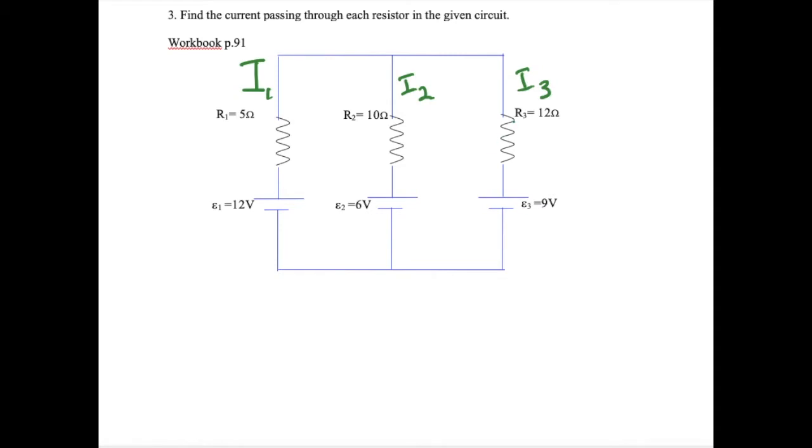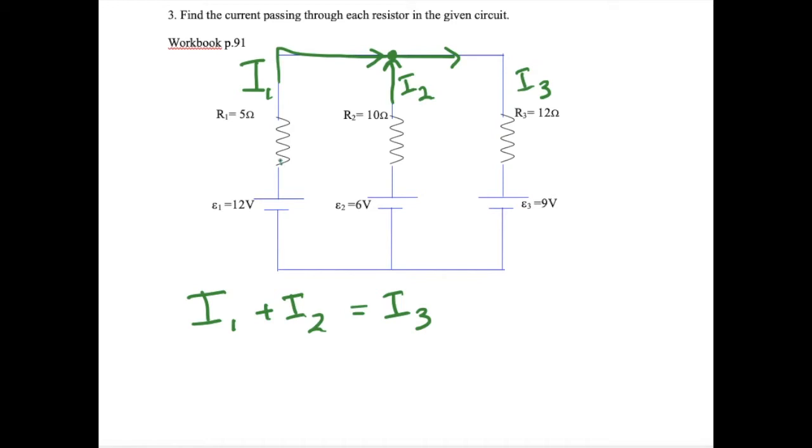We need 3 equations for the 3 unknowns. The next thing we have to do is to assign directions for these currents. I am guessing that I1 is in that direction, I2 is also entering that junction, and I3 is what comes out of that junction. That gives me my first equation, because if I1 and I2 are entering that junction, I will have I1 plus I2 equals I3.